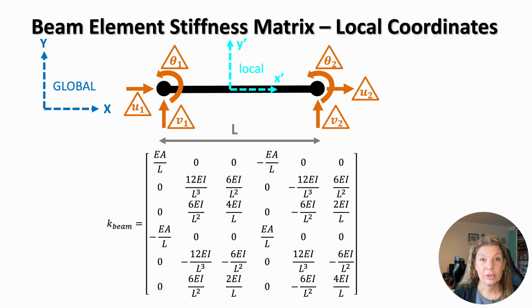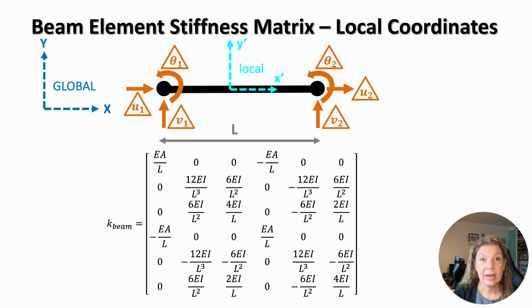Having seen how we handle a truss element with only axial behavior, the next step is the beam or frame element. This element has two nodes, but each node carries 3 degrees of freedom. A translation in X, a translation in Y, and a rotation around the Z-axis. That makes 6 degrees of freedom in total.